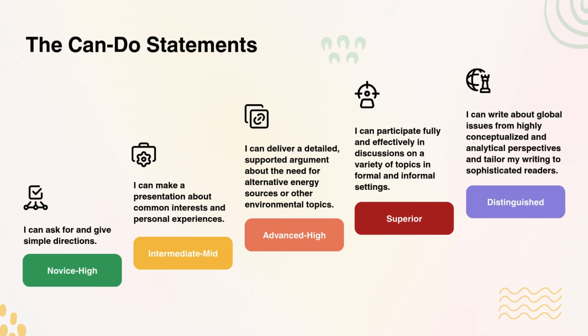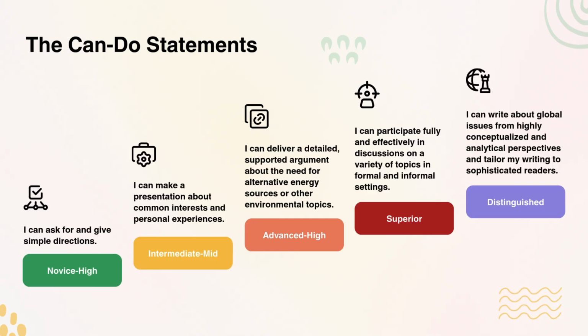Novice high could be I can ask for and give simple directions. Intermediate mid could be I can make a presentation about common interests and personal experiences. Advanced high, I can deliver a detailed, supported argument about the need for alternative energy sources or other environmental topics. Superior, I can participate fully and effectively in discussions on a variety of topics in formal and informal settings. And finally, distinguished, I can write about global issues from a highly conceptualized and analytical perspective and tailor my writing to sophisticated readers. Now, knowing all this, how do we write our own objectives?